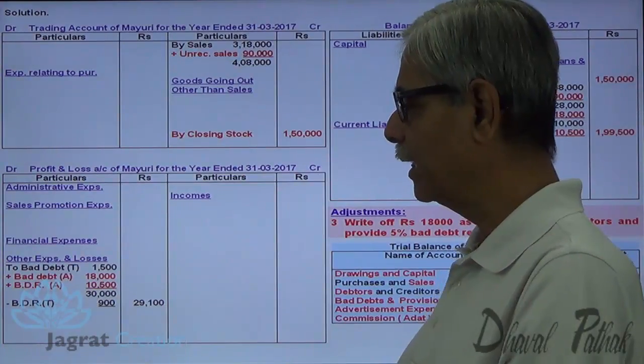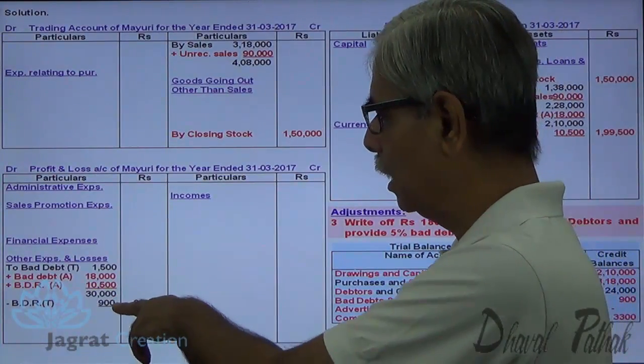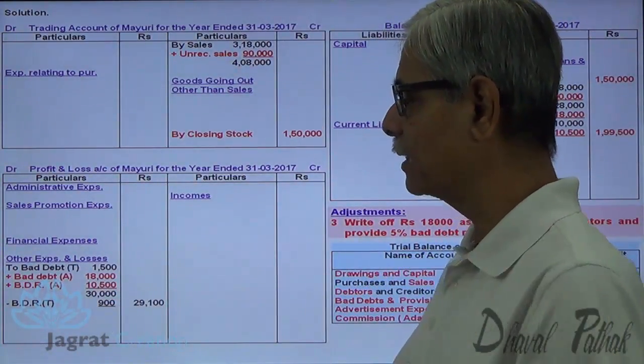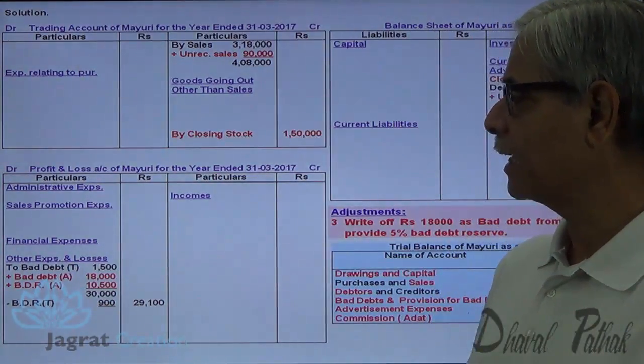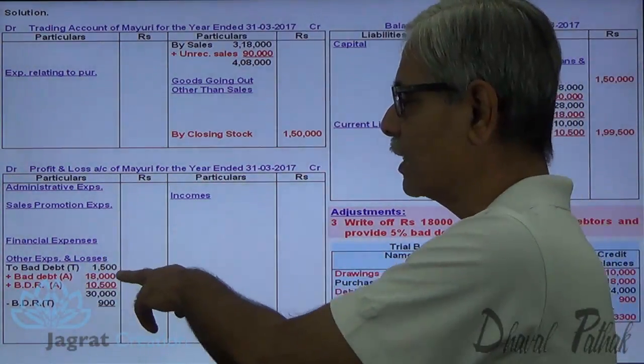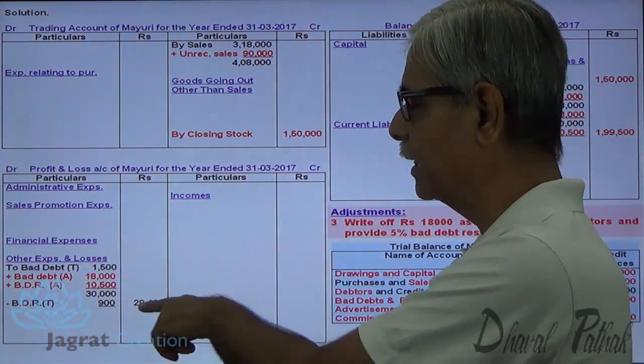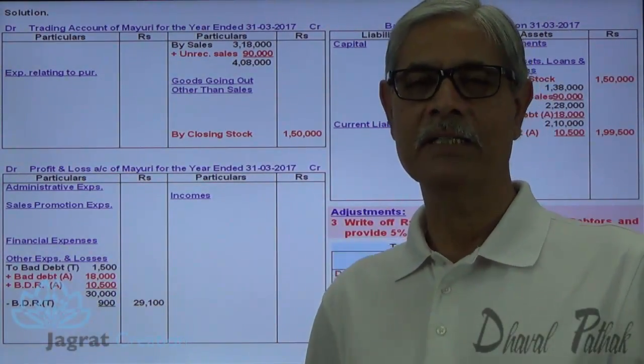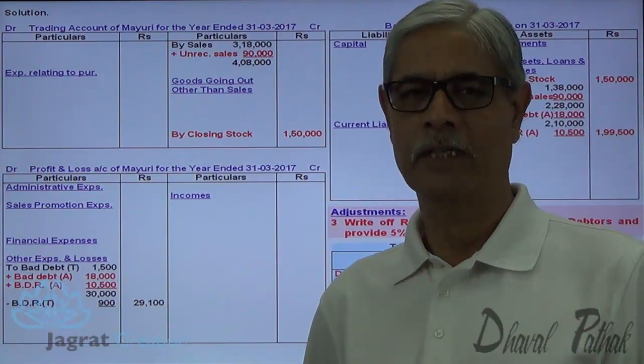So 1,500, then 10,500 minus 900, so it should be 9,600. So 1,500, 18,000 and 9,600, total 29,100, is debited to profit and loss account. This is one way to explain.